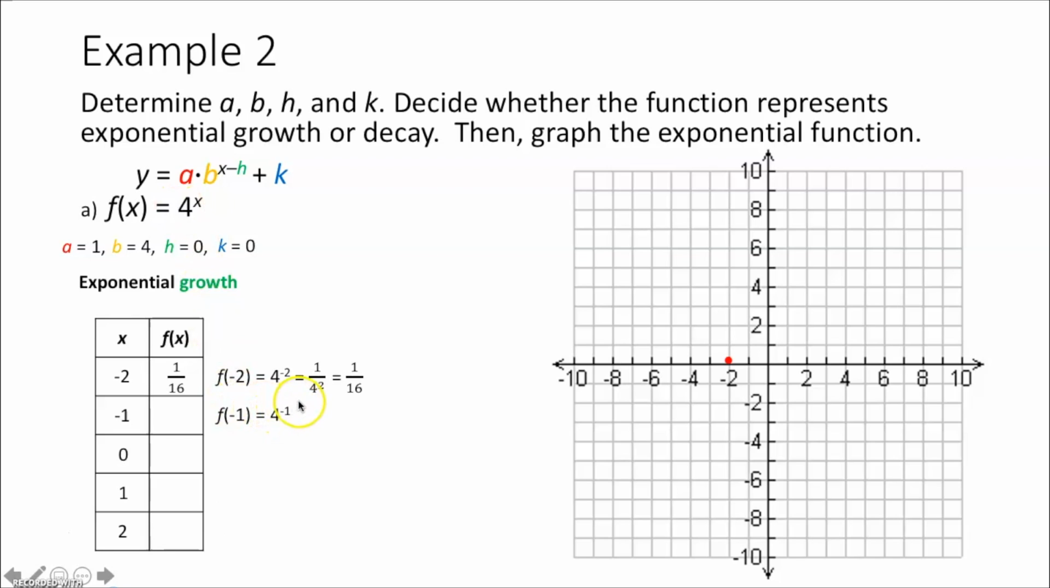4 to the negative first power. That's the same thing as 1 over 4 to the positive first power, which is the same thing as 1/4. So we make that our y value that goes with -1. Now we plot the point, -1 and 1/4. So -1, 1/4 would be somewhere right here.